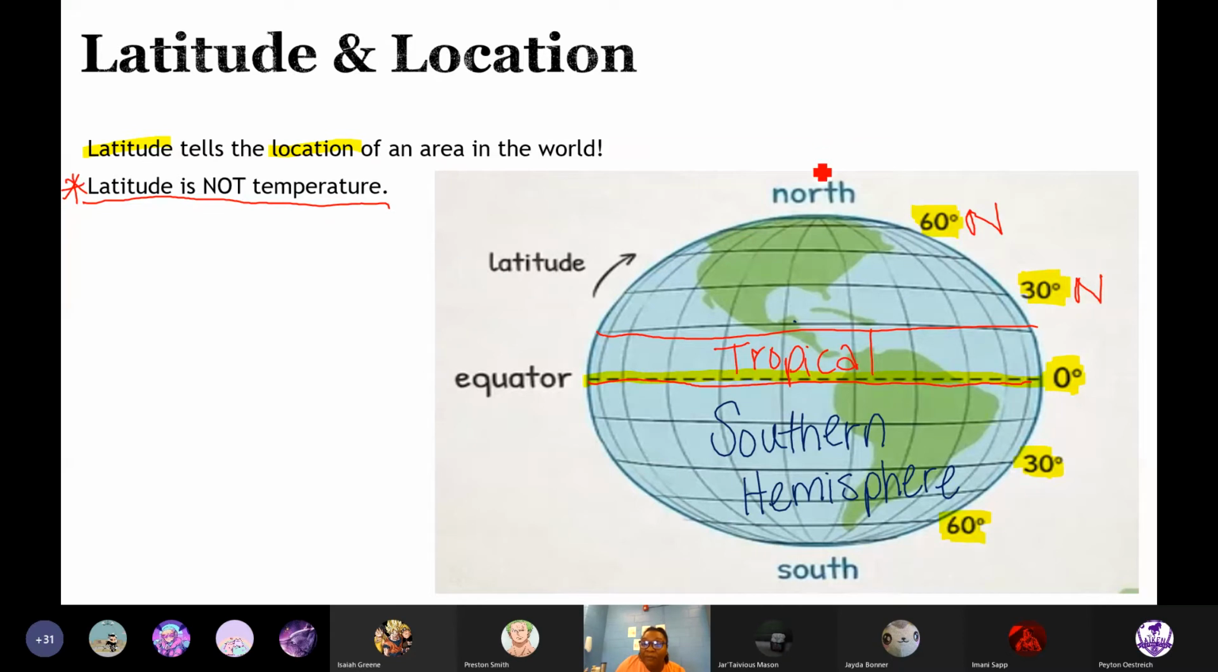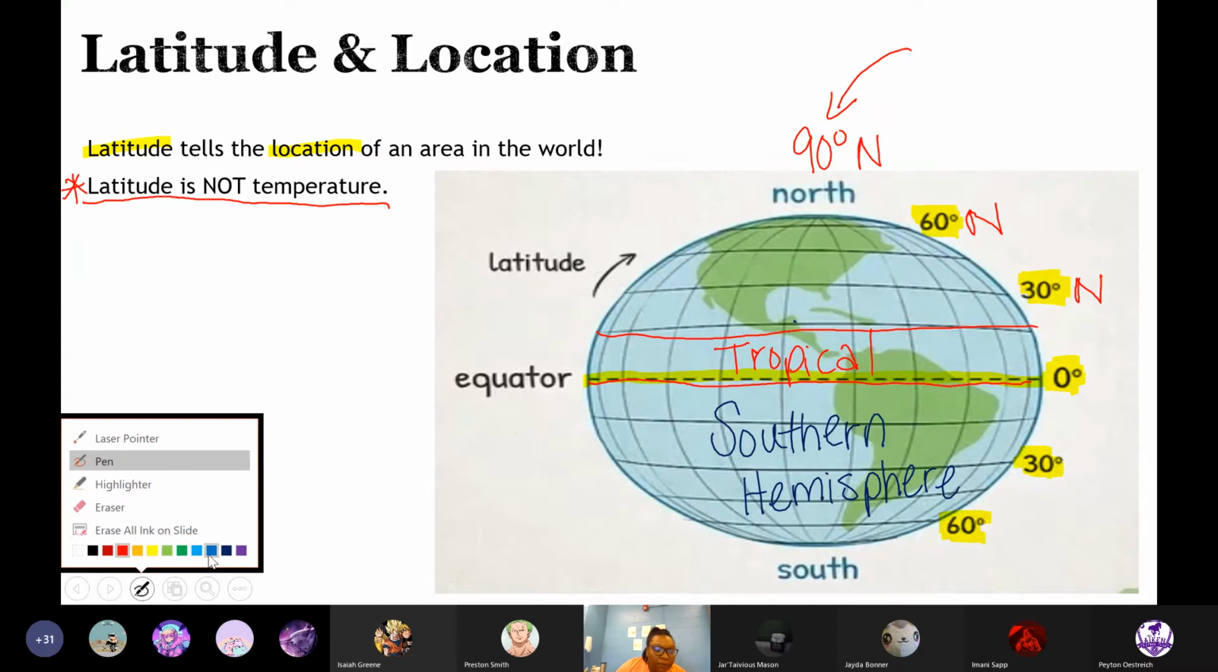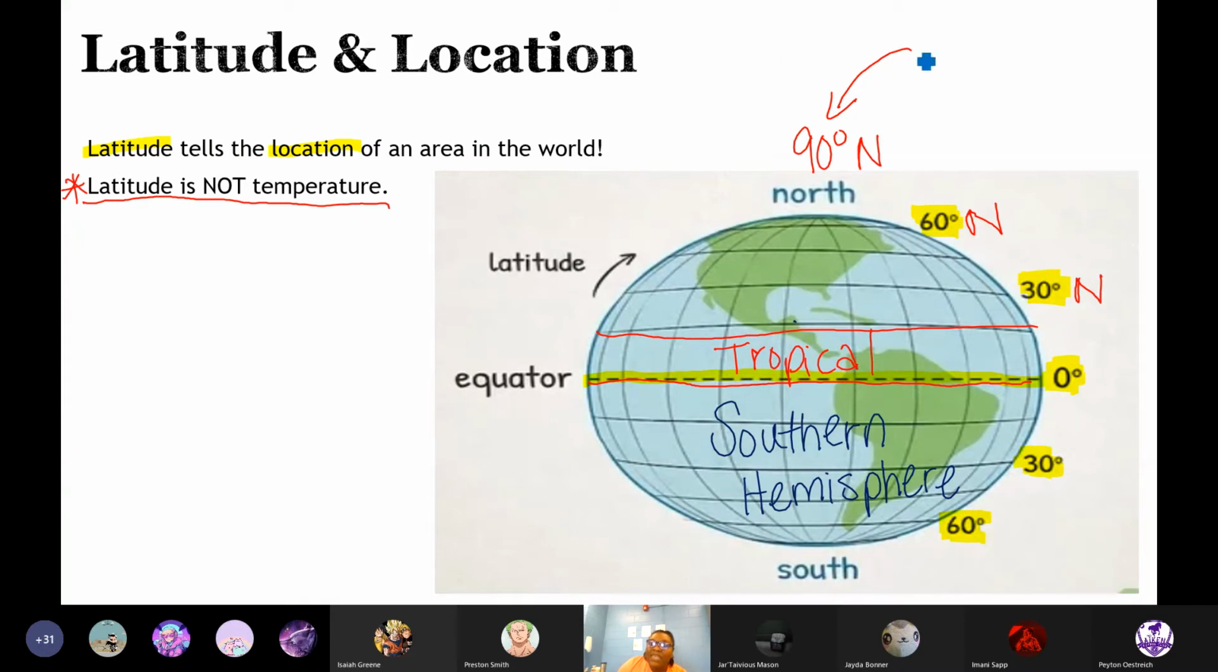The farther away from the equator I am, like here at the North Pole, 90 degrees north, this is not talking about temperature. This is talking about the location of the northern polar region, the Arctic. And so the farther I am away from the equator, the larger my latitude becomes, the larger my coordinate. So this is our, and I'm going to use the correct color, I'm going to use my blue, yep, this is our polar region.